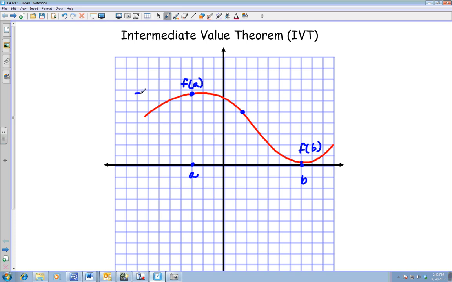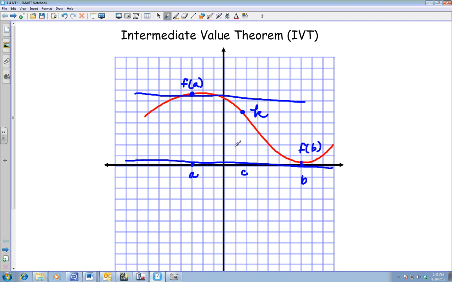Okay, here's the height of A. There's the height of B. Somewhere between these two heights is a value k at some point. They call it point C. Okay, and they call this k. It seems like that should just be automatic, but here's the things that have to occur. It has to be a continuous function, okay, and it has to be on a closed interval. So you have to have a starting point and an end point.